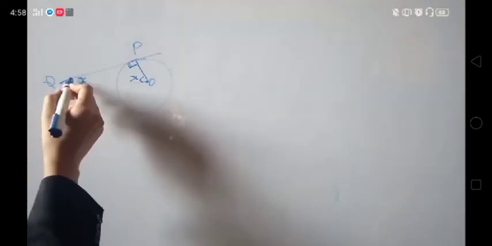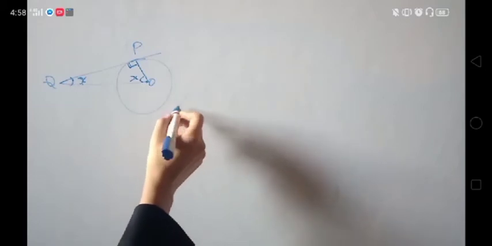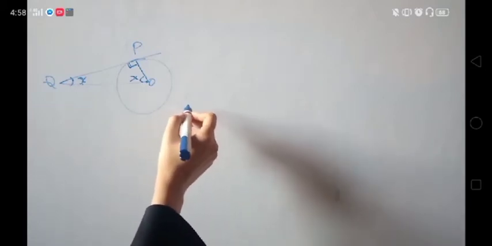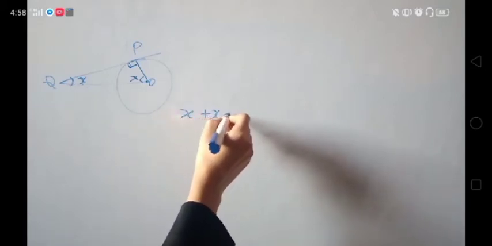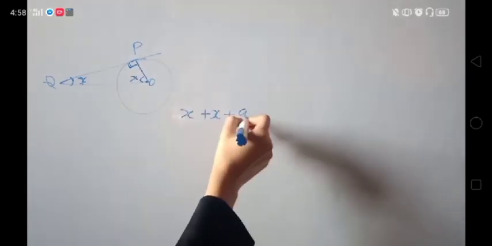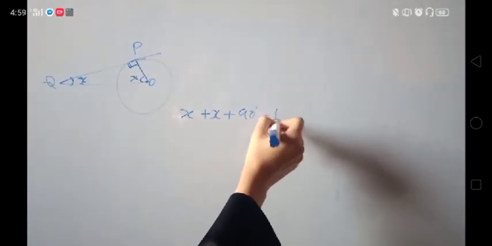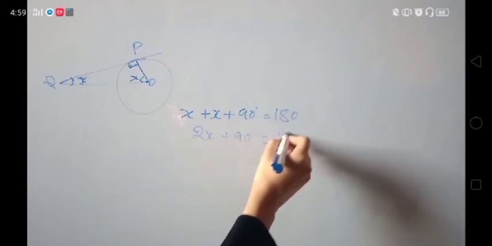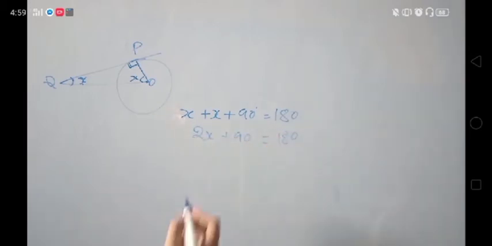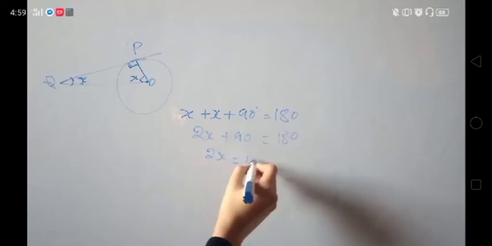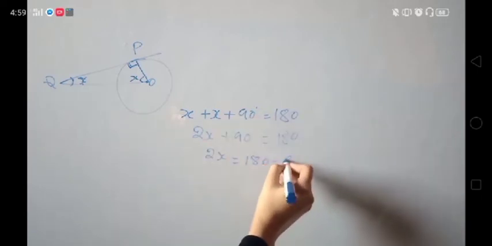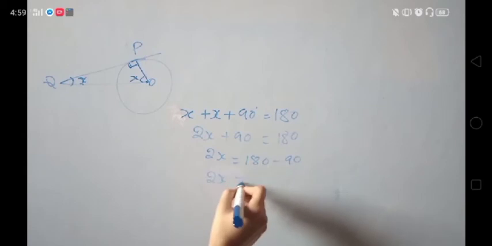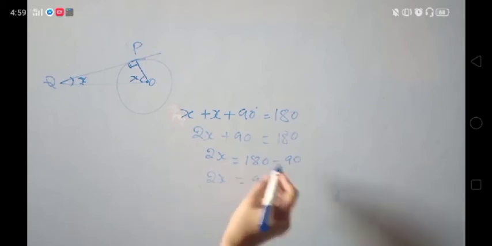We have to find any one angle. x is equal to x, so the sum of the three angles is equal to 180 degrees. That means x plus x plus 90 is equal to 180 degrees, so 2x plus 90 is equal to 180 degrees. 2x is equal to 180 minus 90. We take 90 to this side, so 2x is equal to 180 minus 90, which is 90.